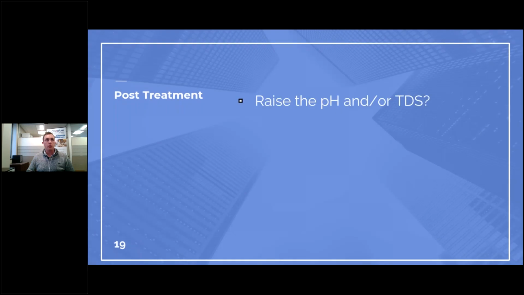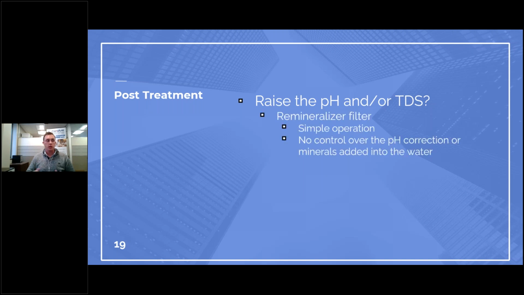Well, it's pretty simple. We'll just raise the pH and TDS. There are usually a couple of ways to go about this. The first one is pretty simple. It's just an inline remineralizing filter, usually filled with some sort of calcite or other pH raising material, and that'll add a little bit of hardness back to your water. The only problem is you really don't have control over how much mineral and pH correction you're actually doing. So if you're in a spot where that's important, then this probably isn't the best one.